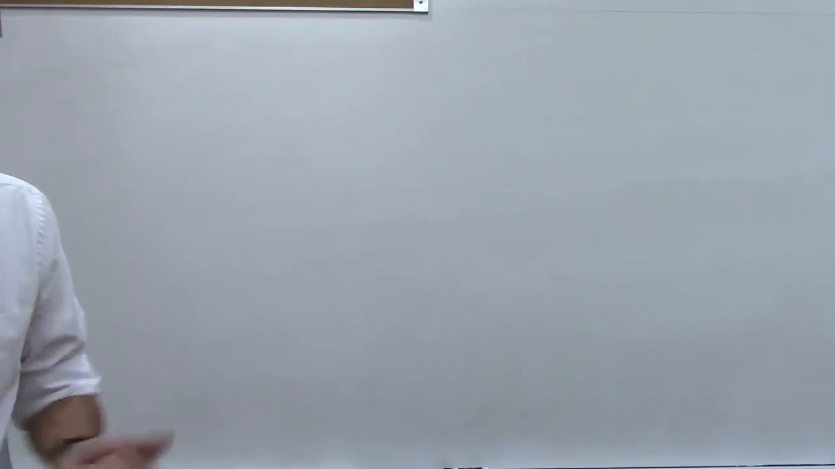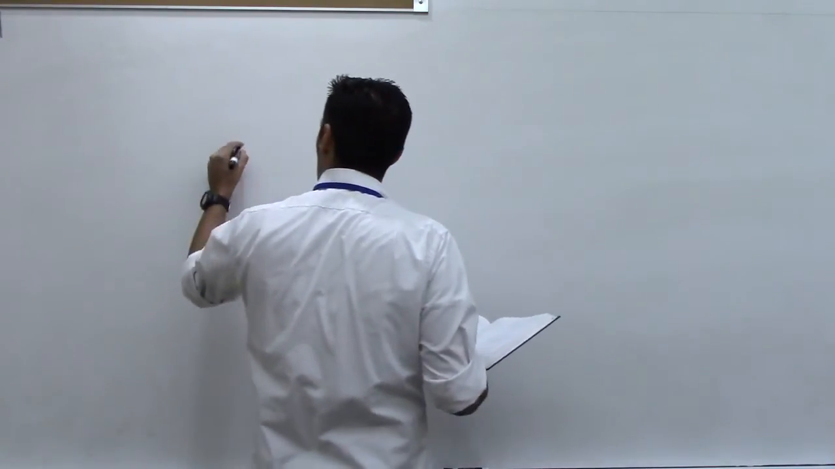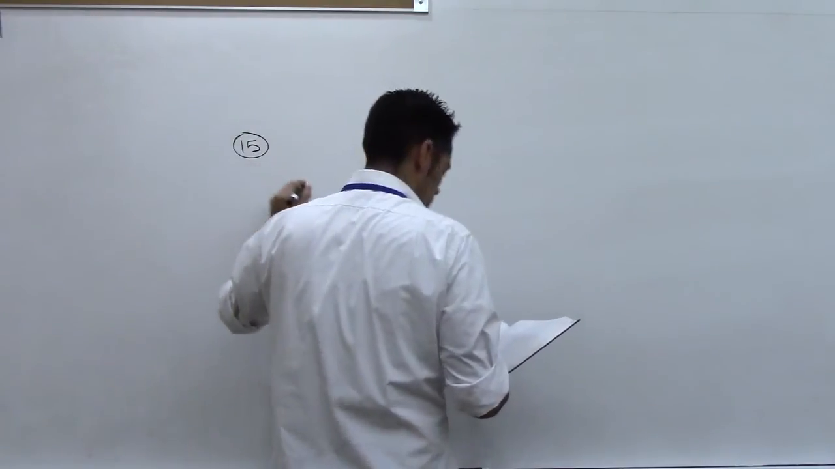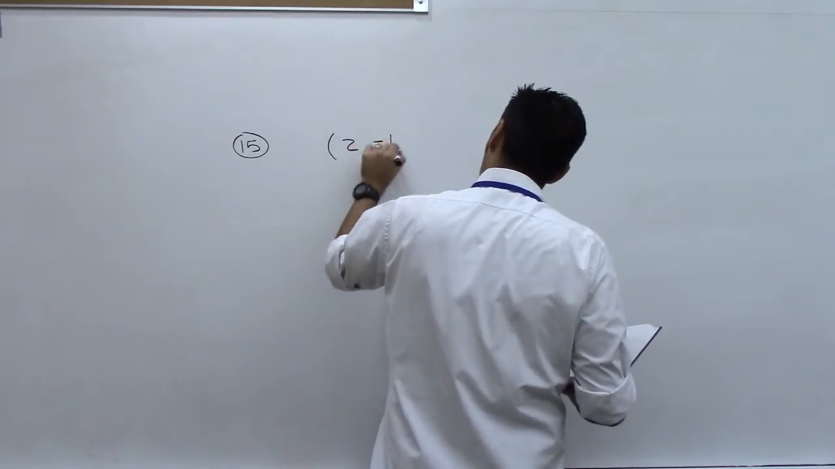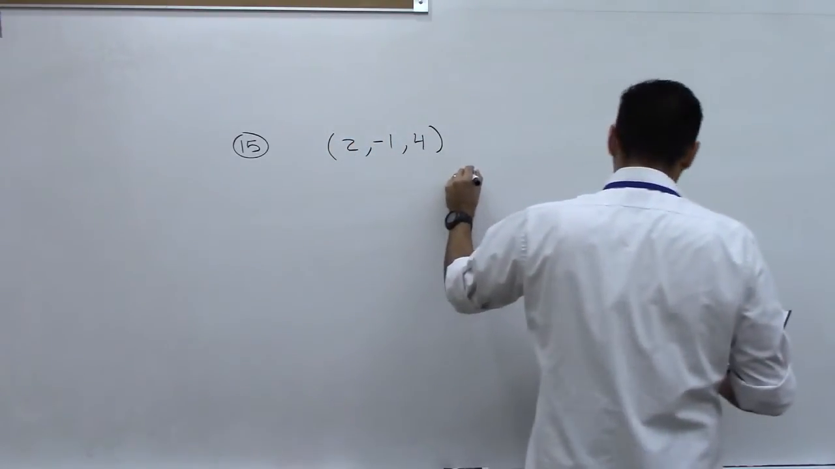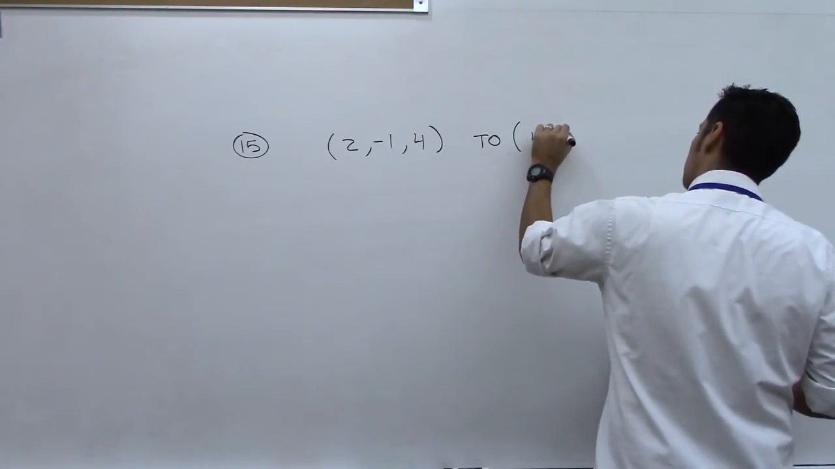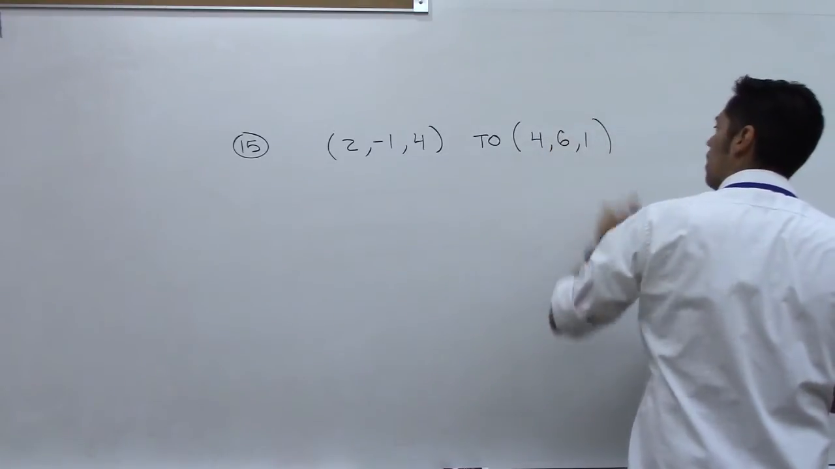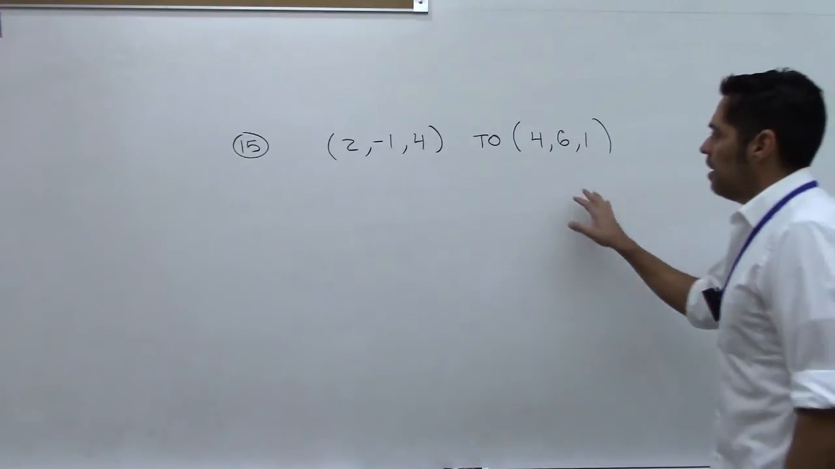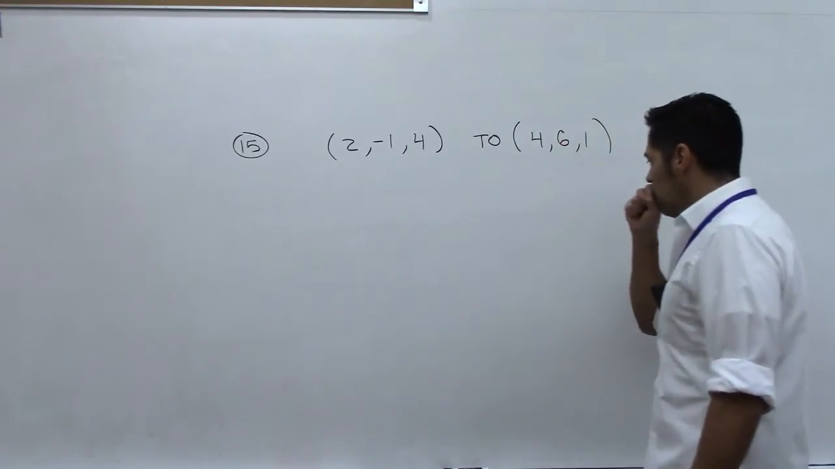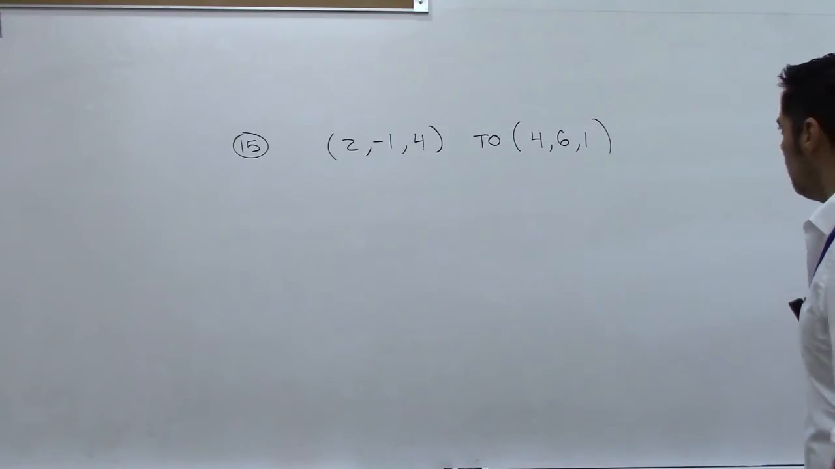All right. Find the vector equation for the line segment connecting the point 2, negative 1, 4 to the point 4, 6, 1. So we want the vector equation that's going to connect this point to this point. And the important thing is that we want the segment, not the complete line itself.